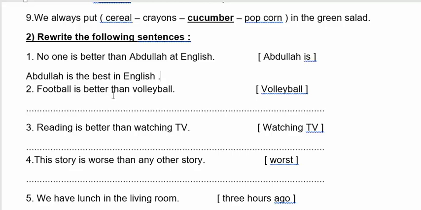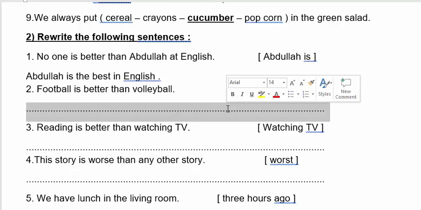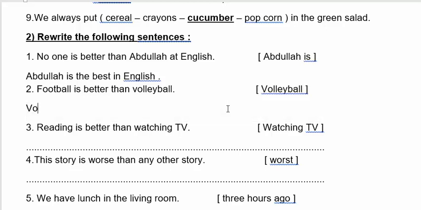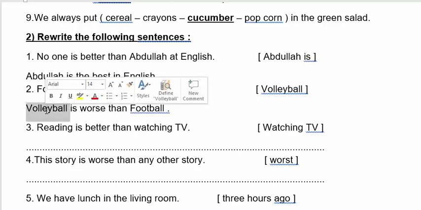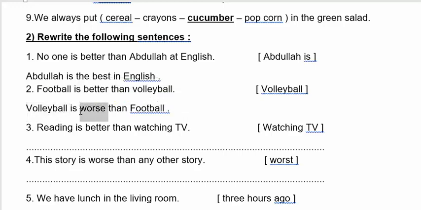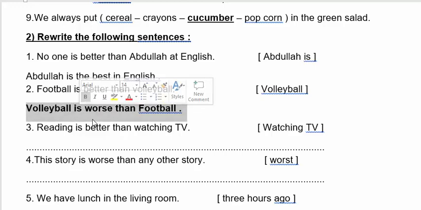Number 2, football is better than volleyball. He wants you to start with volleyball. So we can start with it. Volleyball is, okay, the opposite of better than, worse than. Volleyball is worse than football. So the answer will be volleyball is worse than football.